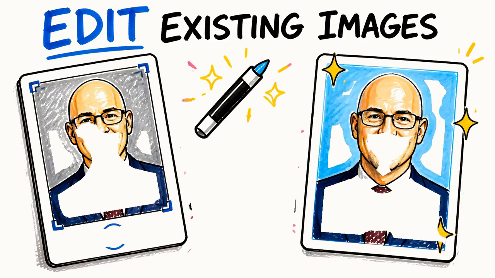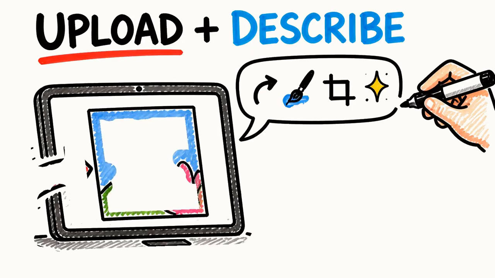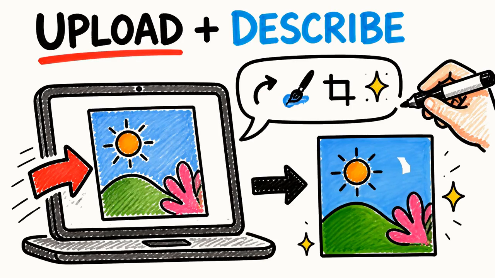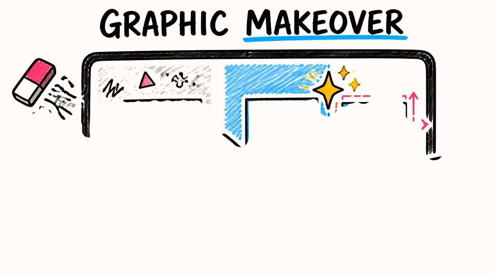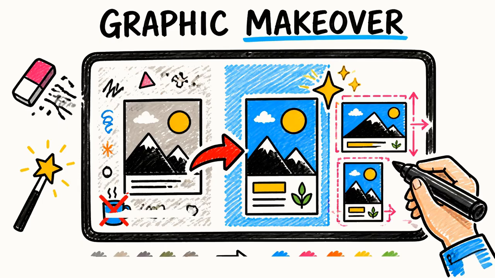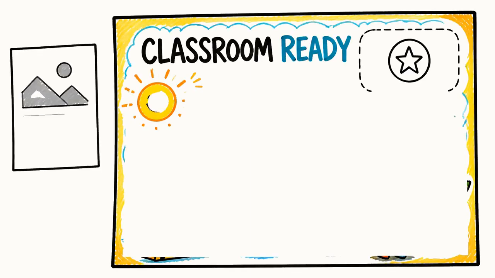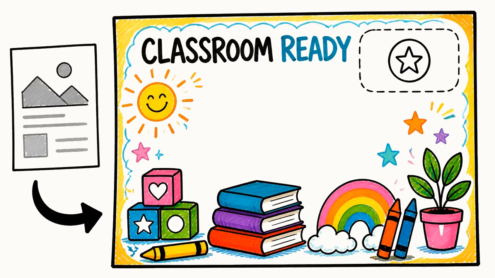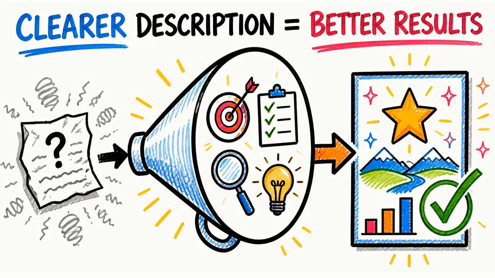Creating brand new images is only part of the story. ChatGPT is also very good at editing images you already have. You can upload an existing graphic and simply describe the changes you want. Maybe you'd like to replace the background, remove distracting elements, change the colors, make the design look more professional, or create a version that fits a different aspect ratio. You can even ask it to leave space for a logo or make the graphic more appropriate for an elementary classroom. And the better you describe what you're trying to accomplish, the better the results you'll receive.